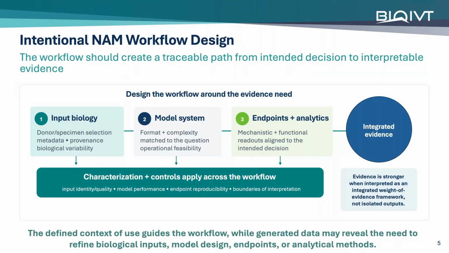NAM should fit into that same logic. The context of use provides the anchor for the workflow, but the workflow remains iterative. If the data reveal that donor variability is dominating the response, we may need to refine donor selection or intentionally broaden the donor population. If the model doesn't reproduce the expected biology, the format may need to change. Those adjustments are not evidence that the workflow failed. They're just part of the normal process of developing an experimental system that's actually fit for its intended purpose.